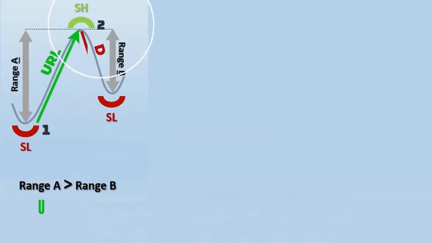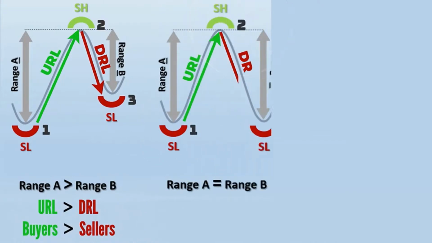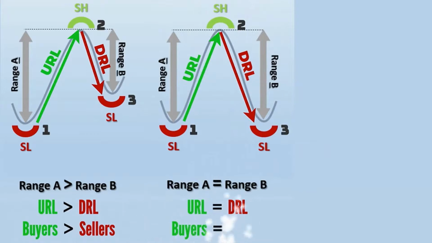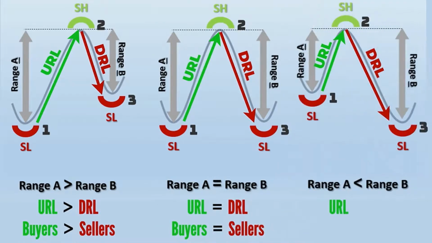If the URL is greater than DRL, there are more buyers than sellers in the market. If the URL is the same as the DRL, then the number of buyers equals the number of sellers in the market. If the URL is less than the DRL, then the number of sellers in the market is greater than the number of buyers in the market.